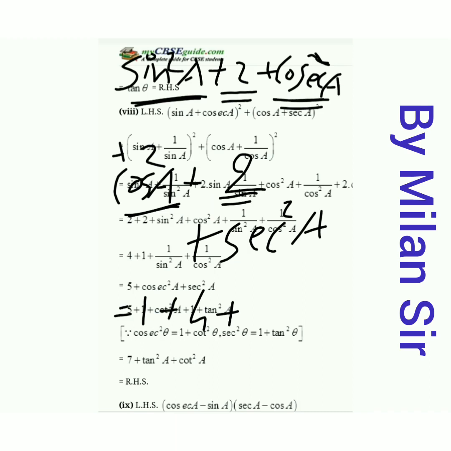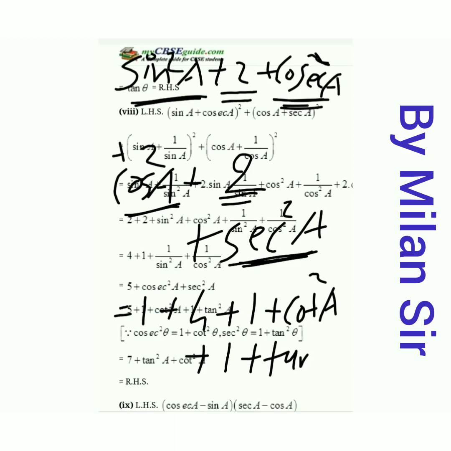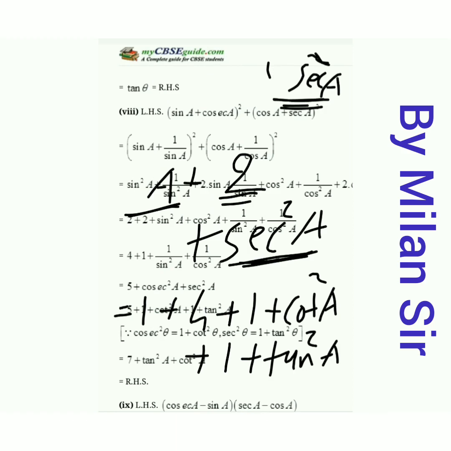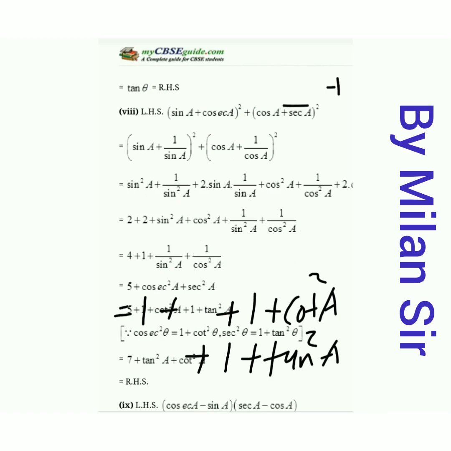So in place of cosec square A, I can write like this, 1 plus cot square A. This is the identity, right? Cosec square A is equal to 1 plus cot square A. And here at last sec square A is remaining. Again I need to convert it into tan square A, because on the right hand side tan square A is there. So what is the identity for sec square A? 1 plus tan square A is equal to sec square A. So in place of sec square A, I can write like this, 1 plus tan square A, right?